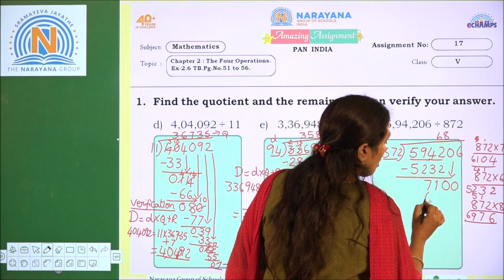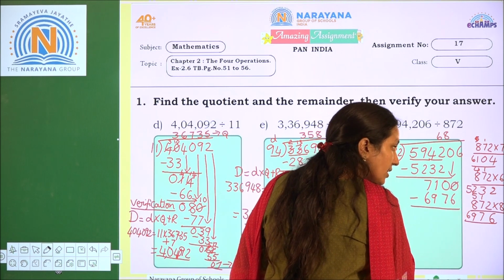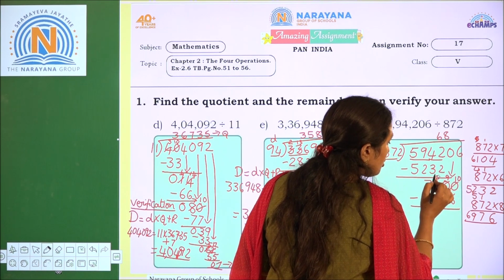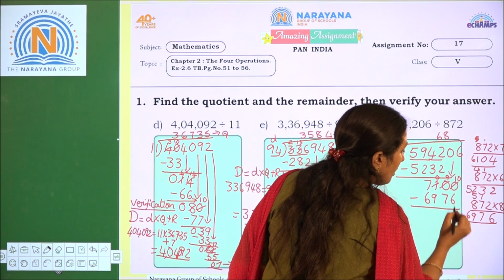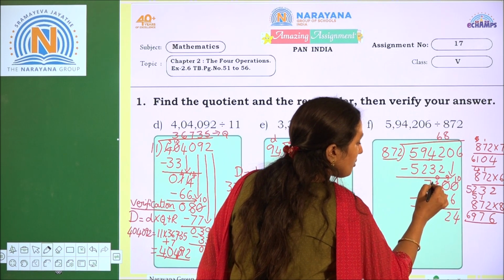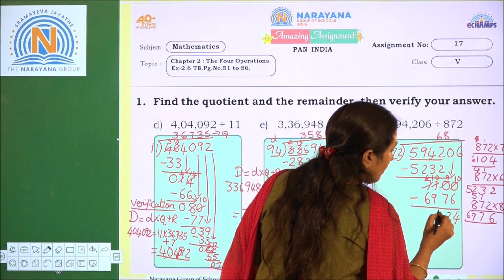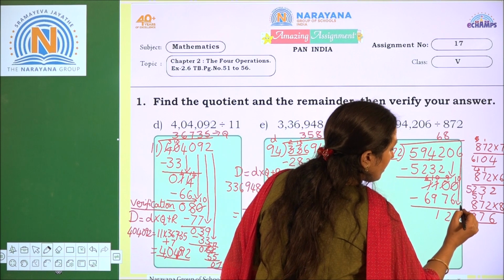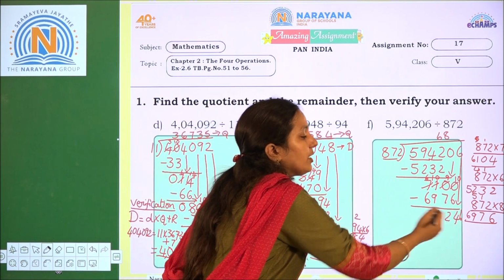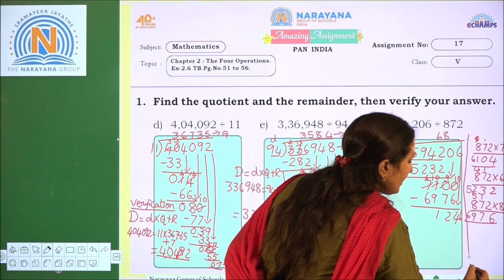8 times is 6976. Subtract. This 0 will become 10 and this 0 will become 9. 10 minus 6 is 4. 9 minus 7 is 2. Can we take 0 minus 9? Again we have to regroup here. This will become 6. This will become 10. 10 minus 9 is 1. Bring down the next number 6. We get 1246.